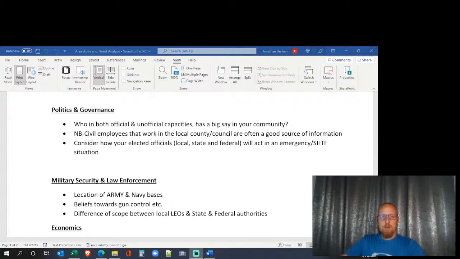Now he talks about considering how your elected officials, local, state, and federal, will act in an emergency or SHTF situation. Are they going to just lock everything down? Are they going to be barricading the city, welding doors shut, and yelling at people from drones? Are they going to be going around door to door confiscating firearms and the lower end areas where people are dealing with crime?